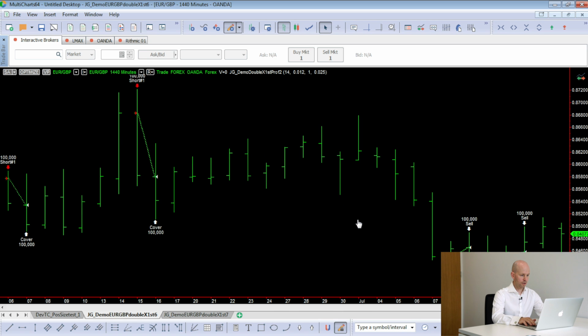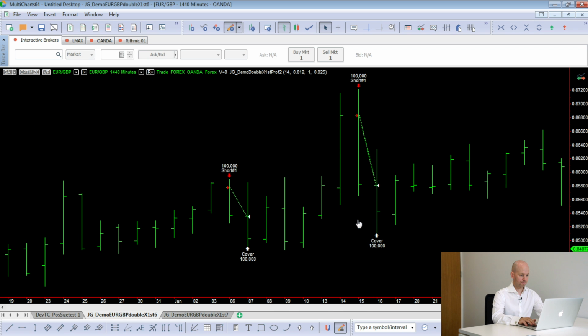Let's have a look at a short trade example. This one here, for example, this close here was the highest close over the last 14 bars, so we entered short. And at the end of the day, we closed out in profit, so we exited on the open of the next bar.